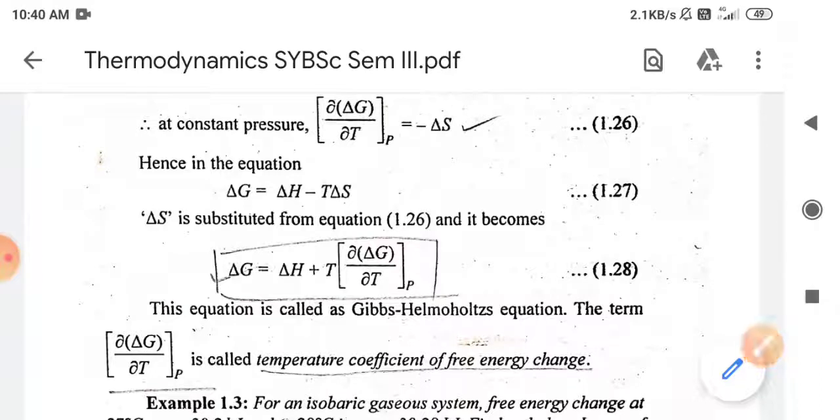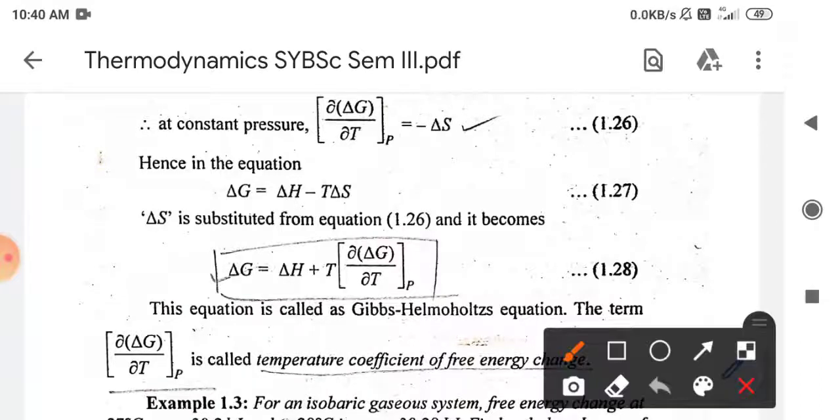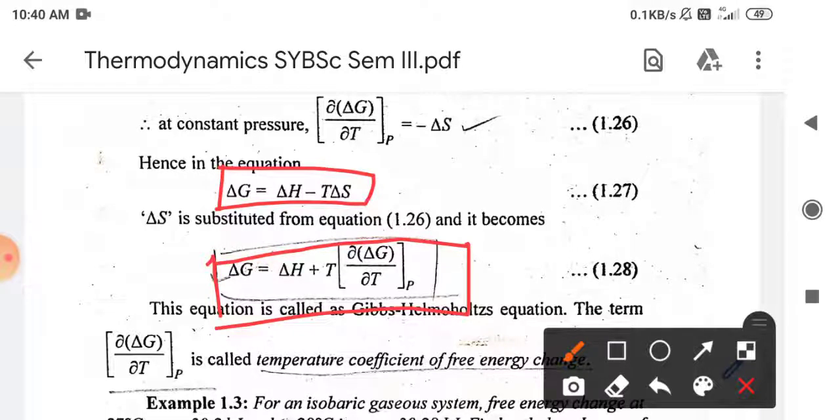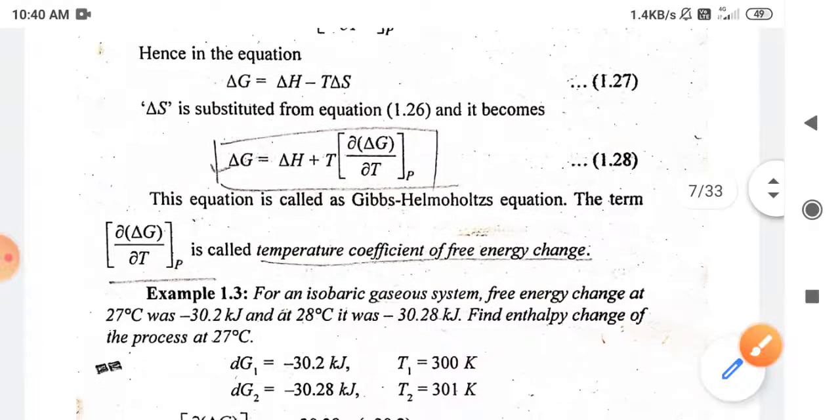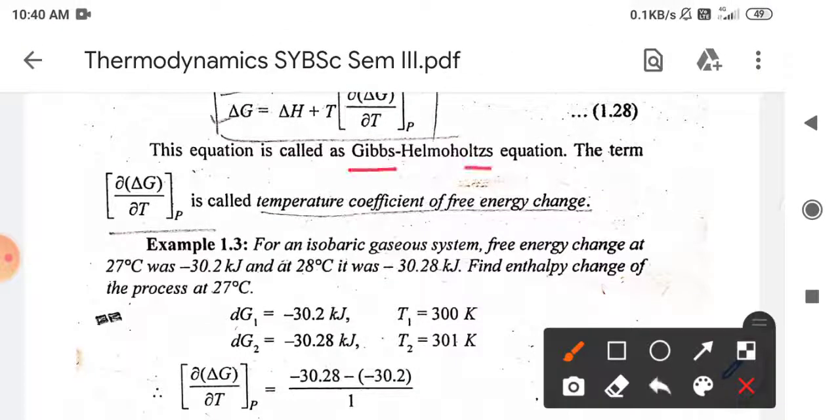Now substitute that into our Gibbs free energy change equation, that is delta G equals delta H minus T delta S. So now substitute that value for delta S, and overall we get delta G equals delta H plus T into the partial derivative of delta G with respect to T at constant pressure. This equation is called the Gibbs-Helmholtz equation, and the term partial derivative of delta G with respect to T is called the temperature coefficient of free energy.